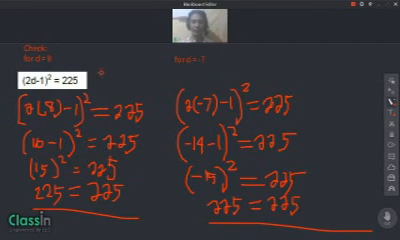So this equation has two solutions, or two real roots. I hope you have followed our step-by-step solution in solving a quadratic equation by extracting the square root.